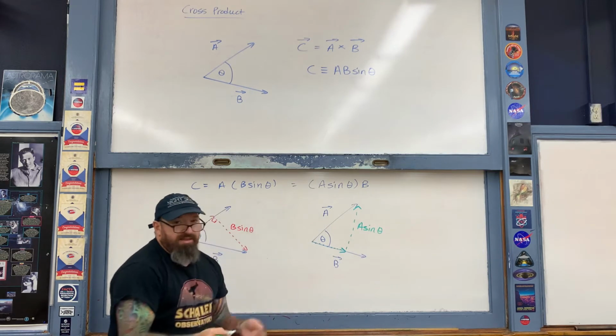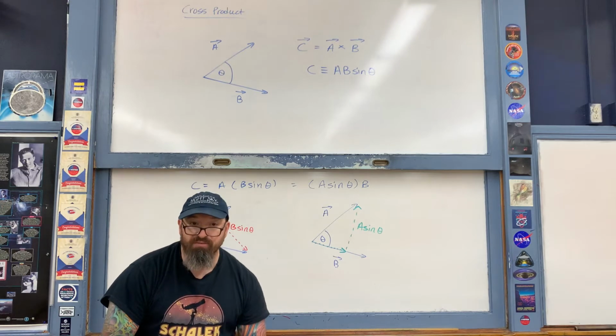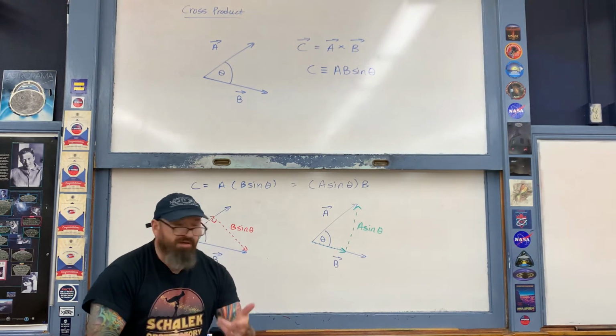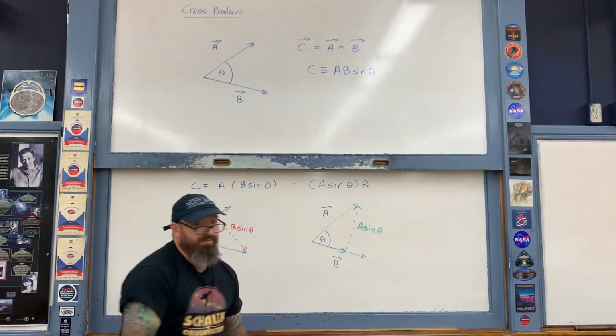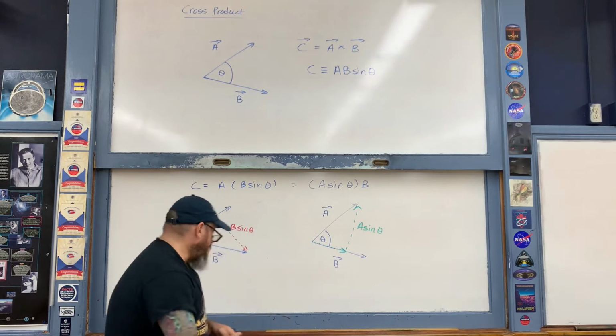So we're once again taking the piece of one vector, in this case the vector A, that is perpendicular to the other vector, and then multiplying it by the other vector. However, you actually have already seen this description of the cross product before in geometry. Here's how you saw it in geometry.